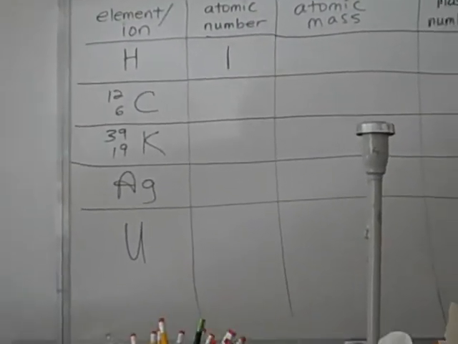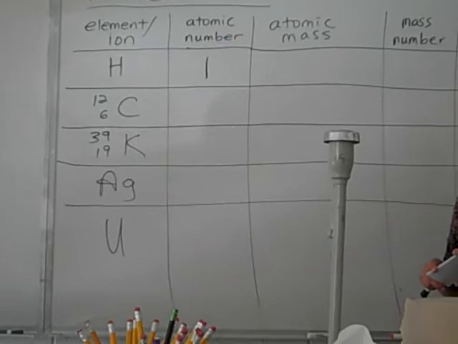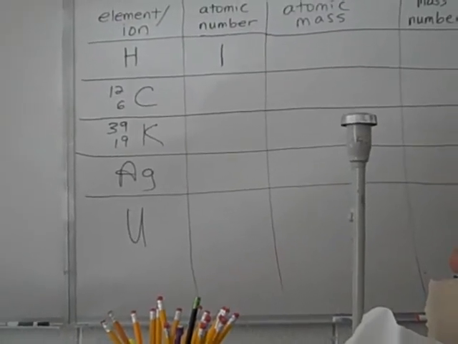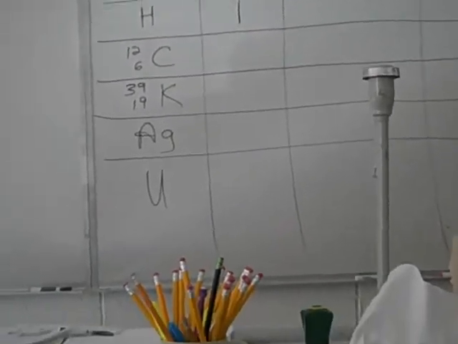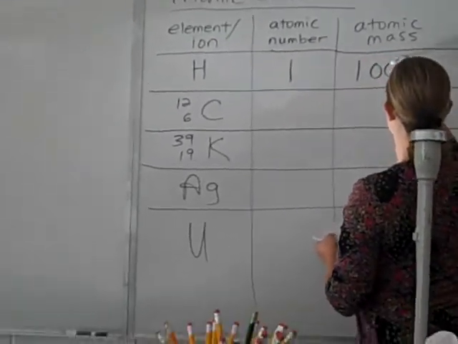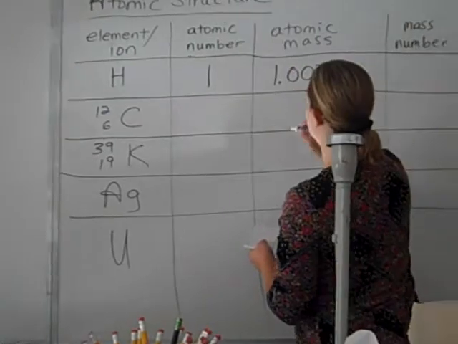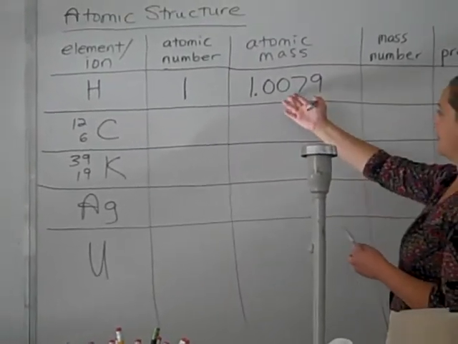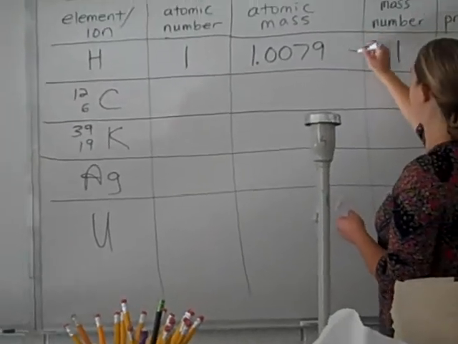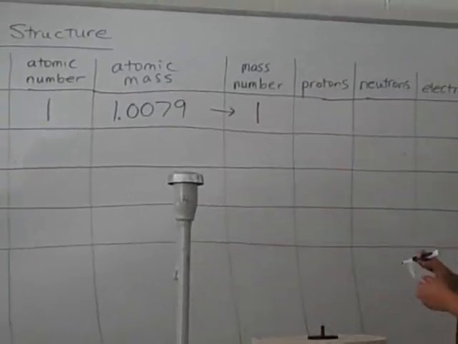Maybe Kelly? 1.0079. You'll be all set when we get to the next example, okay? The mass number is the atomic mass rounded off to the closest whole number, usually.